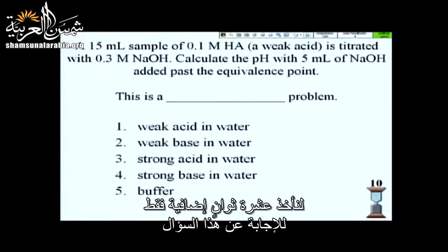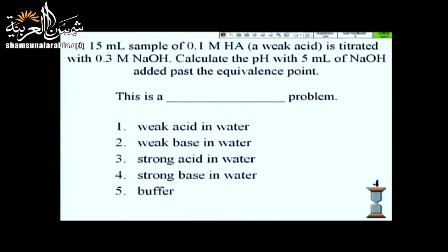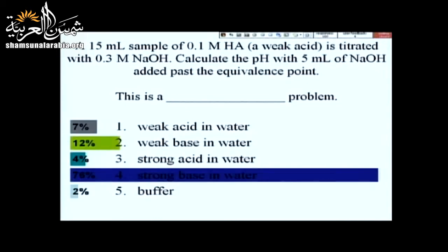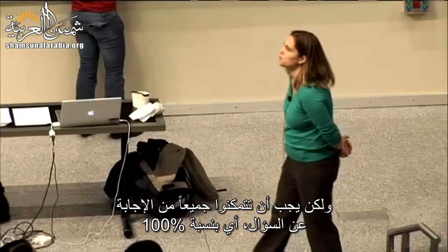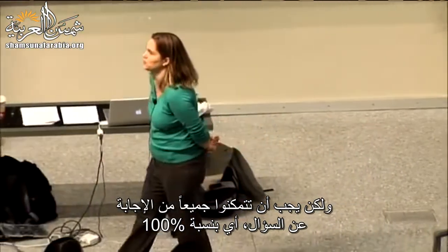Okay, let's just take 10 more seconds on the clicker question. Okay, 76, I think that says, percent, which is not bad, but we should be at 100%.